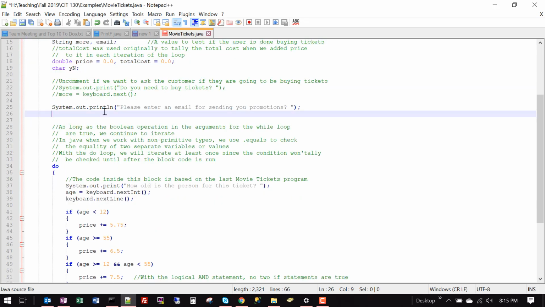And now what I can do is I can say email equals keyboard.next, and we'll make it the standard next because people shouldn't have spaces in their email address.